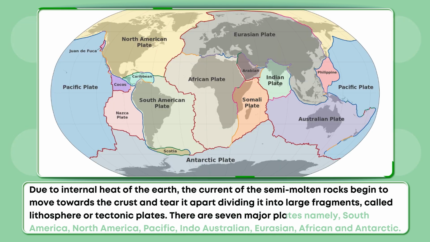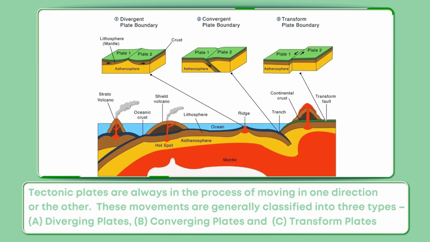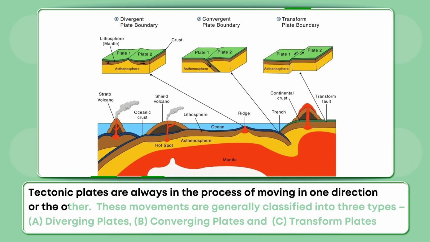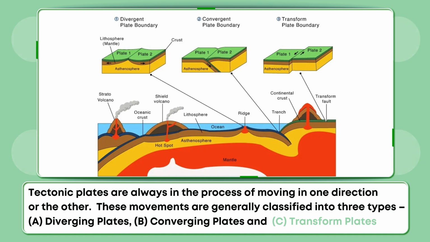There are 7 major plates, namely South America, North America, Pacific, Indo-Australian, Eurasian, African, and Antarctic. Tectonic plates are always in the process of moving in one direction or the other. These movements are generally classified into 3 types: A. Diverging plates, B. Converging plates, and C. Transform plates.